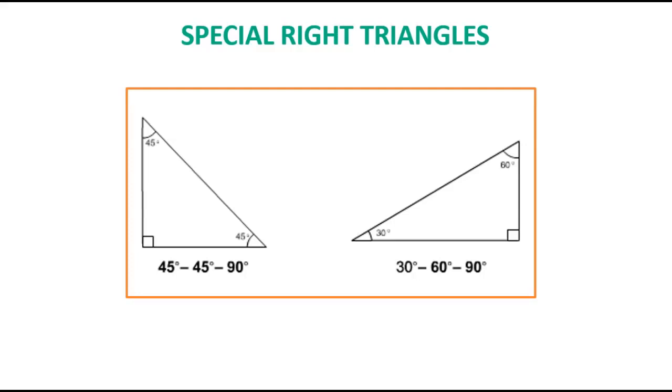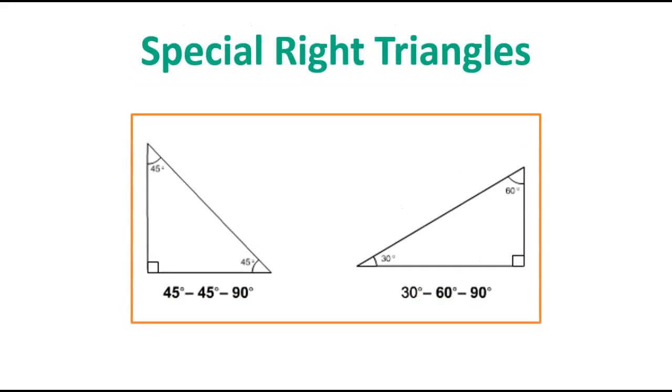Hi everyone, this is a video over special right triangles, and so we're wrapping up the last little bit of our Unit 5. We've reviewed Pythagorean theorem, and we've talked about trig, which was the sine, cosine, tangent, and so this is another way for us to solve for missing pieces of right triangles. So there are two special kinds of right triangles. We have a 45, 45, 90 and a 30, 60, 90.